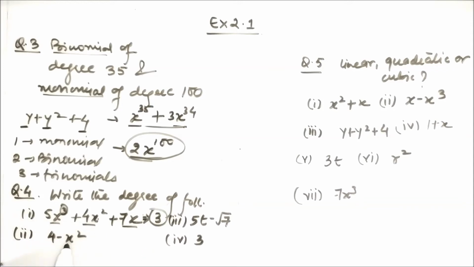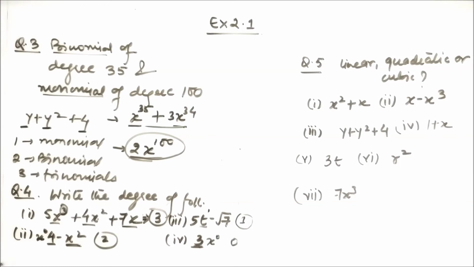Likewise, if you see here, this is having a variable that is x, and here the variable is not mentioned. So we can write x power 0. Okay. So the highest power is 2. So the degree will be 2 here. Likewise here, t is the variable having power 1. So the degree is 1 here. Here, as no variable is mentioned, you can take the variable power 0. This is a constant polynomial having degree 0.